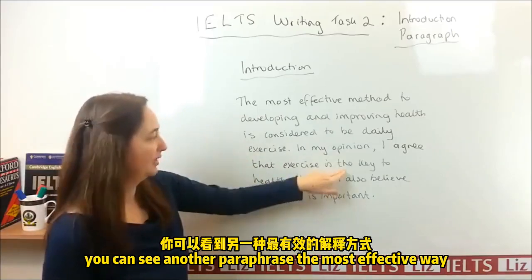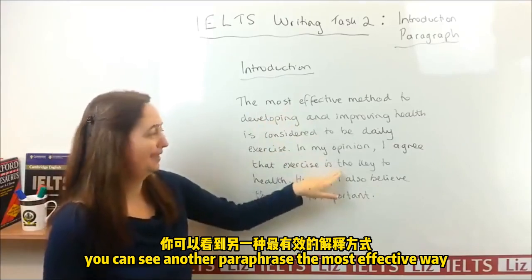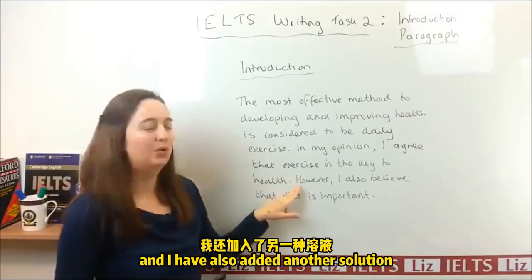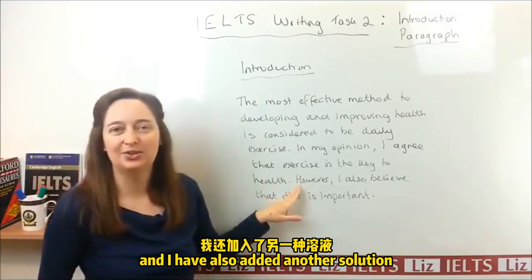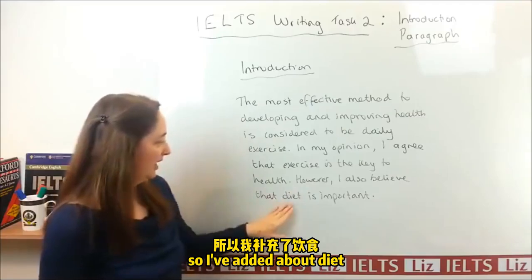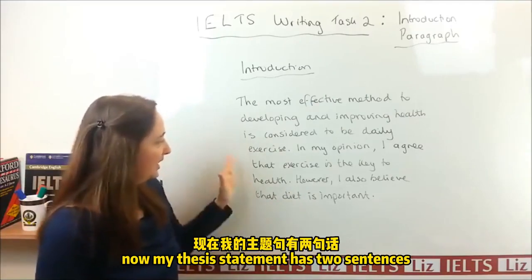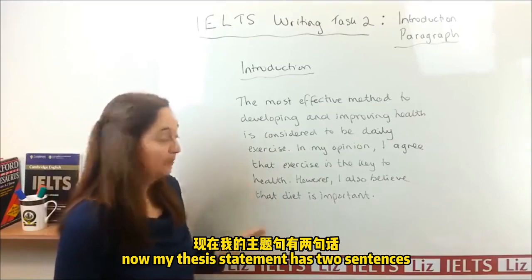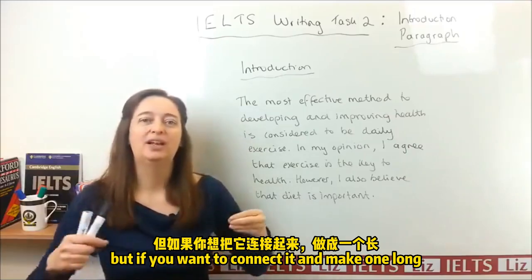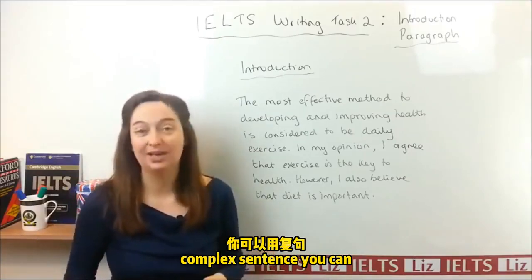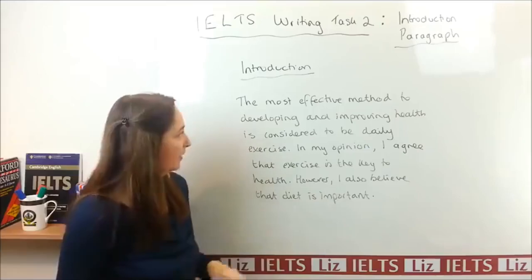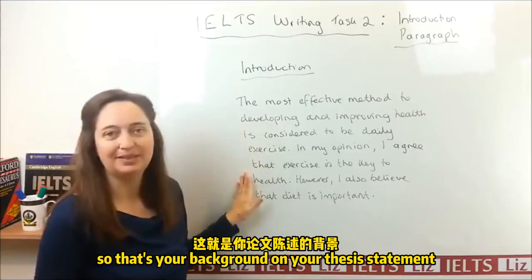You can see another paraphrase. The most effective way, the key. Lots of paraphrasing. And I have also added another solution so that I can have different main points. So I've added about diet. Now my thesis statement has 2 sentences. That's fine. But if you want to connect it and make one long, complex sentence, you can. You can change this part and connect them together. So that's your background and your thesis statement.